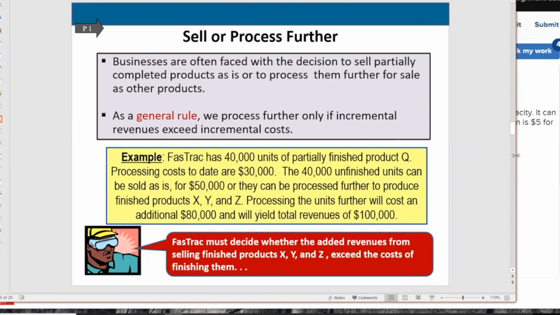The next topic I want to talk about is the decision to either sell the goods as is or process further. Now, this is very similar to scrap or rework, as far as the numbers go. Scrapping means selling it now as is, right? Reworking them means to do more stuff to it, to add value to it so we can sell it for more, hopefully. But we're going to talk about this anyway. Sell or process further.